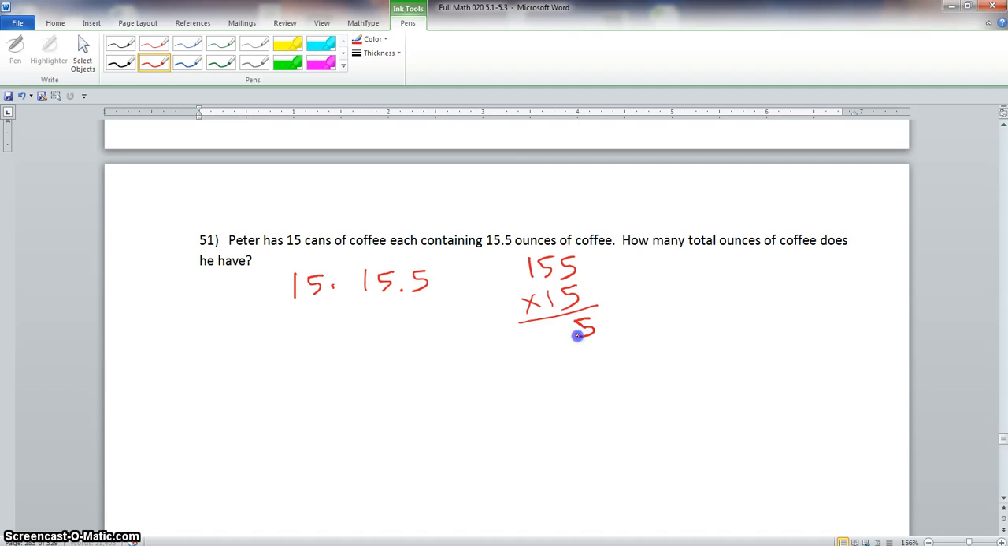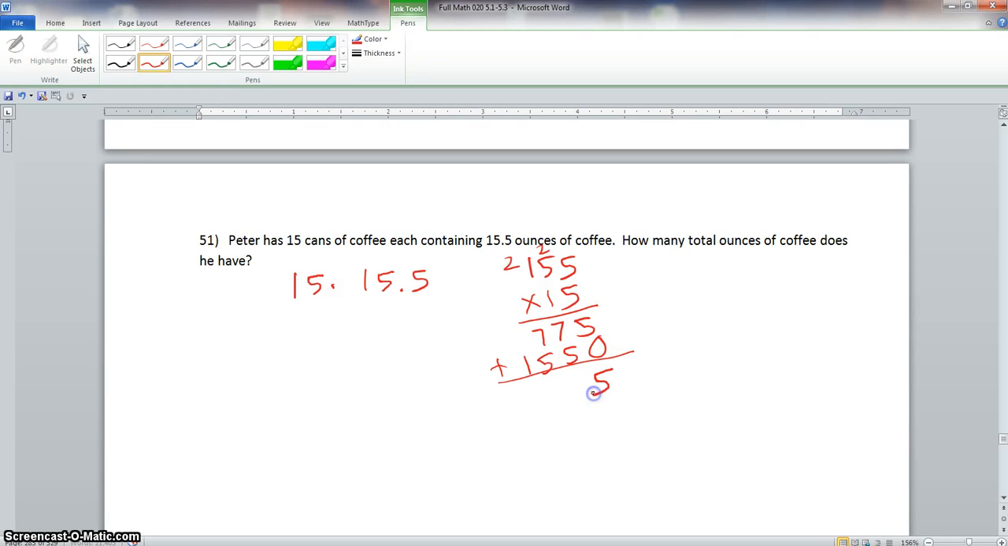5 times 5 is 25. Carry our 2. 5 times 5 is 25 plus 2 is 27. 5 times 1 is 5 plus 2 is 7. Add a 0. 1 times 5 is 5. 1 times 5 is 5. And 1 times 1 is 1. Now we add them together.